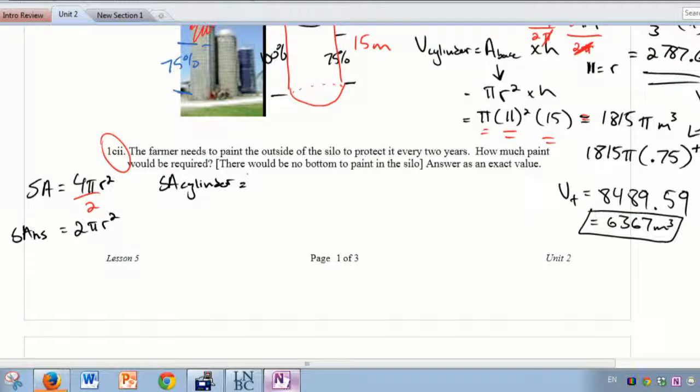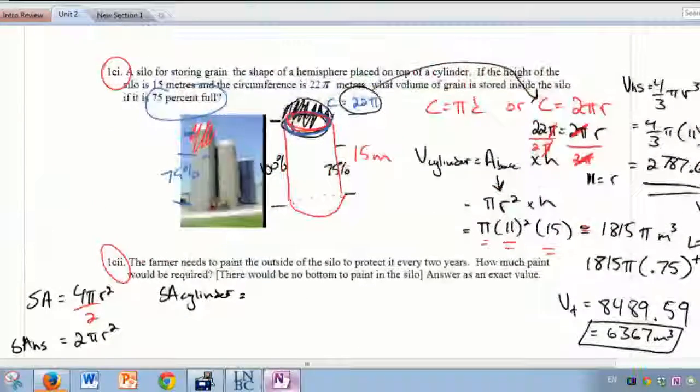And I guess this is a little bit tricky, the cylinder. The cylinder only has the sides, essentially. There's no top to the cylinder because if you think about the silo up above here, it's a hemisphere on the top. So I don't have the top of my cylinder. And the bottom of the cylinder I don't have to paint because it's on the ground.